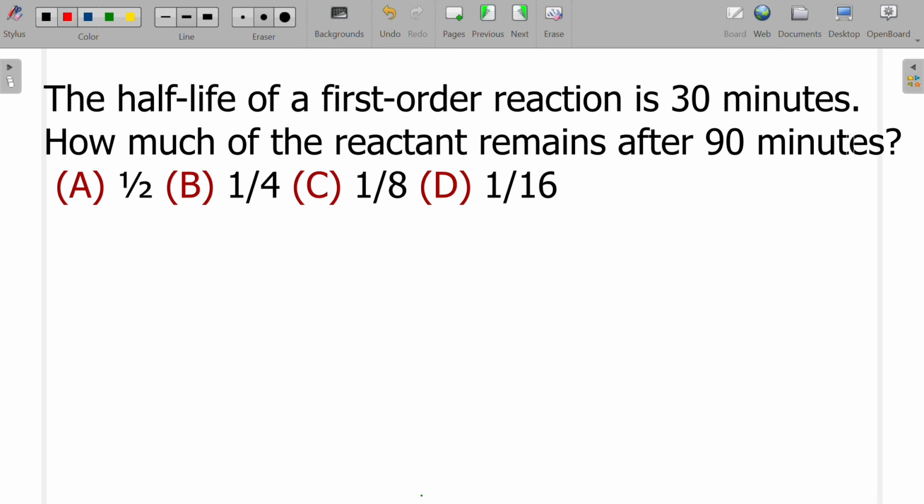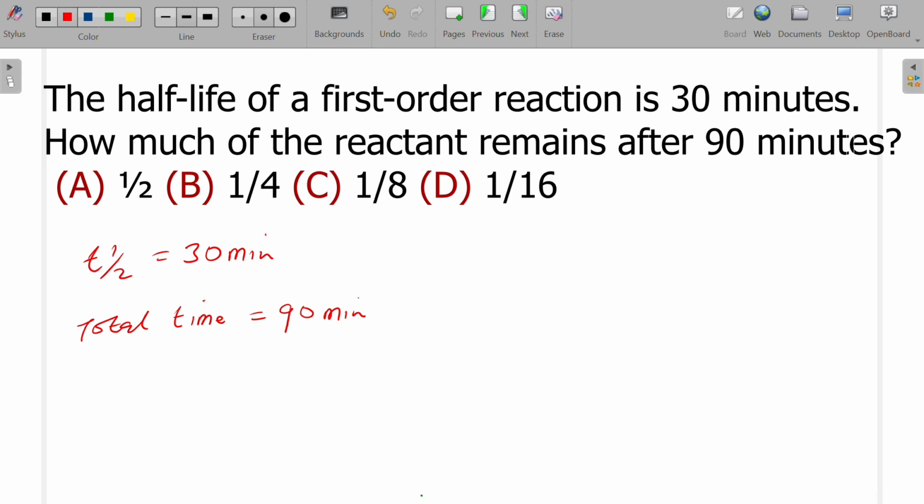So this one is saying the half-life of a first order reaction is 30 minutes. How much of the reactant remains after 90 minutes? So the information we have is T half is equal to 30 minutes. So this is our half-life. And then the total time we are given is 90 minutes. So total time is equal to 90 minutes.